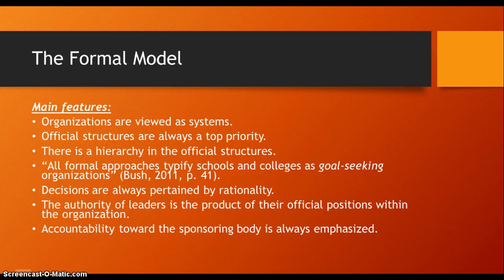The first model is the formal model. Within this model, organizations are viewed as systems. Official structures are always a top priority. There is a hierarchy in the official structures. According to Bush, all formal approaches typify schools and colleges as goal-seeking organizations.